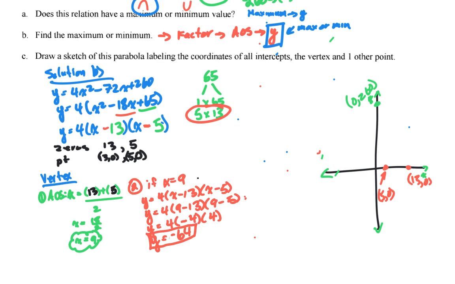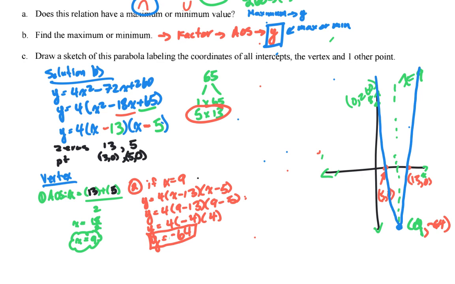So this means our axis of symmetry is somewhere in here, and it's x equals 9. And our vertex is somewhere along this line, with the x portion of our vertex being 9 and the y value of our vertex being negative 64. And so when we graph our parabola, we have something that looks like this. And we're done.